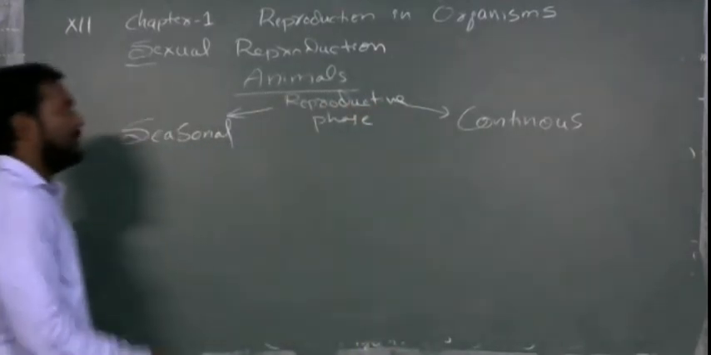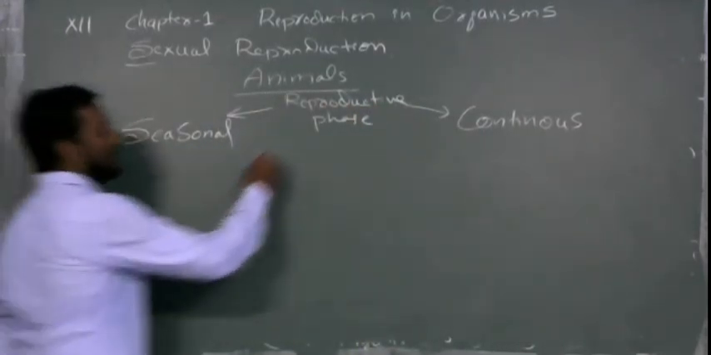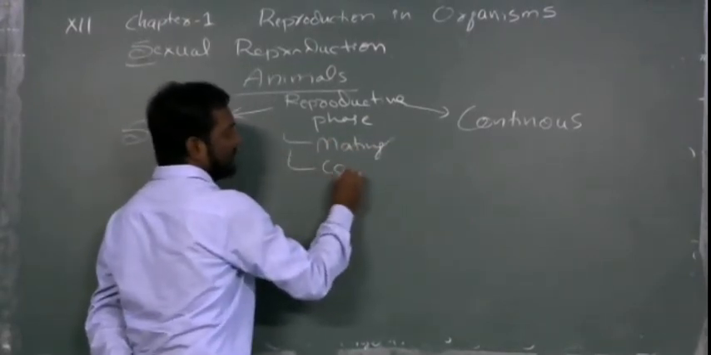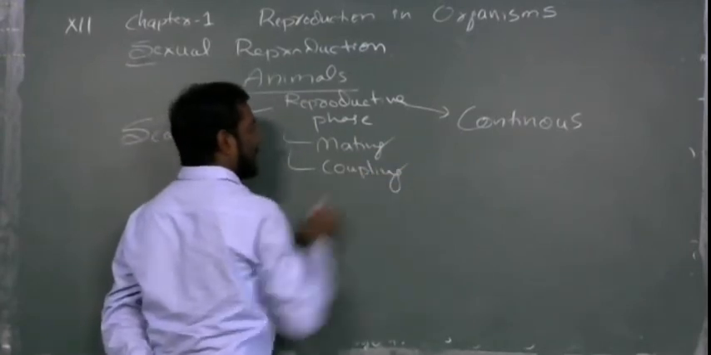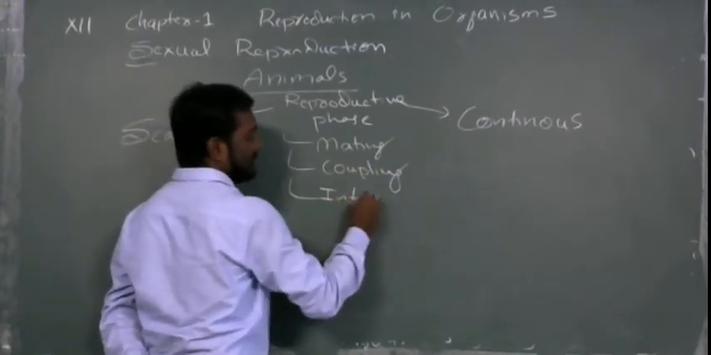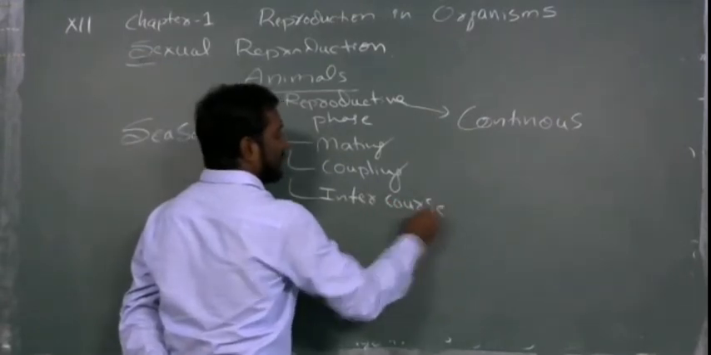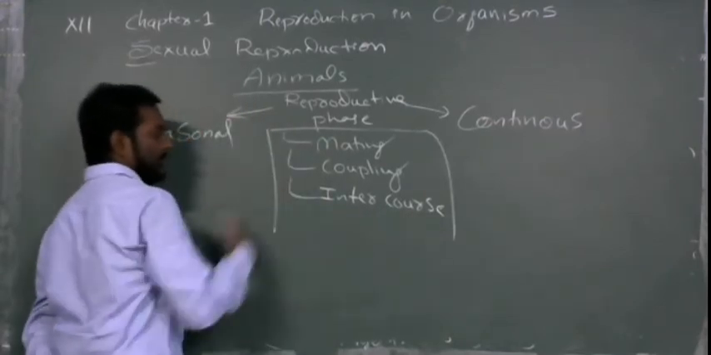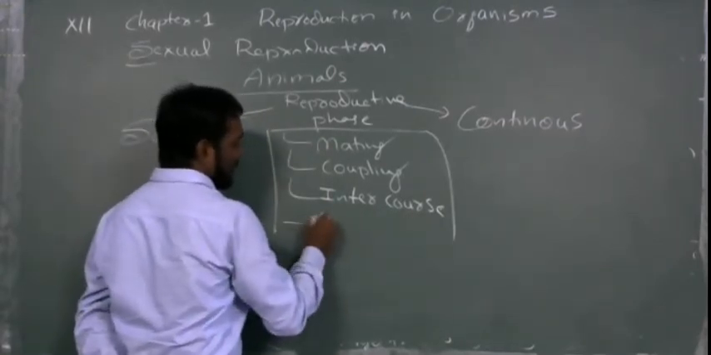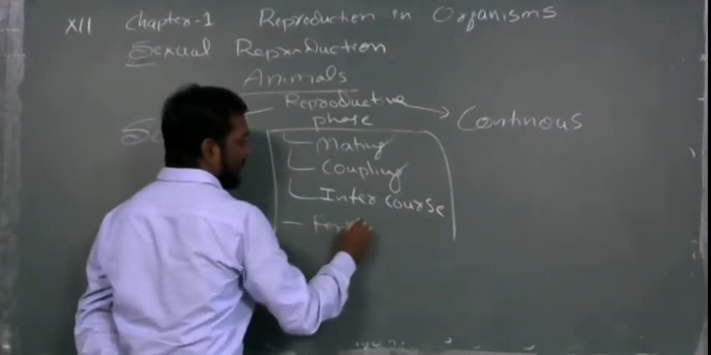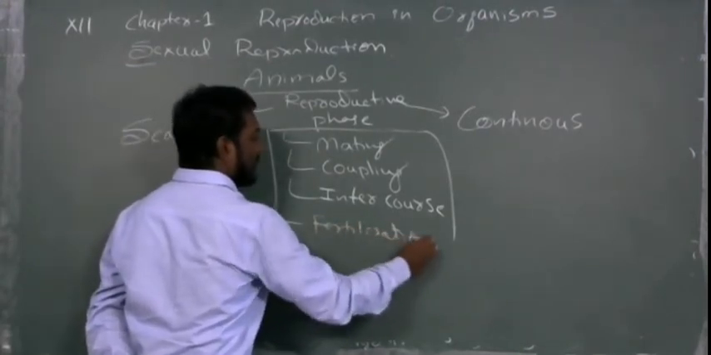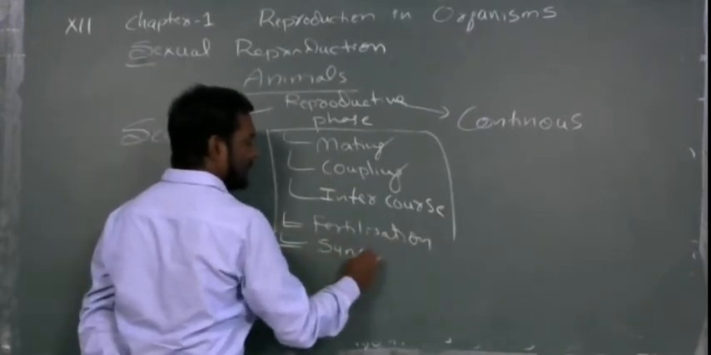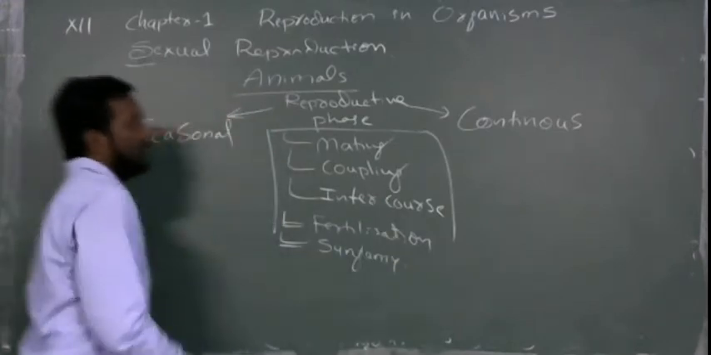It means what? Some animals will do reproduction, that is called mating. Other words for this are mating, coupling, and intercourse. These are all the words. Of course, reproduction and fertilization also come under this. Another word is syngamy, all of which give rise to this, clear?